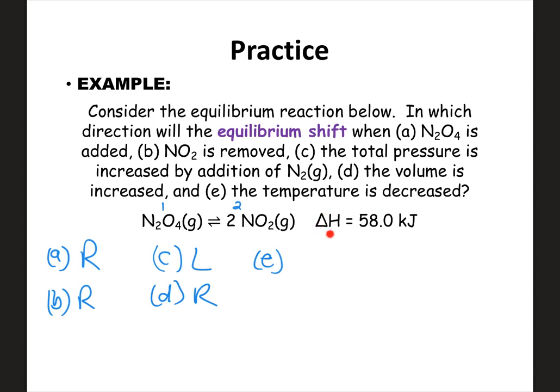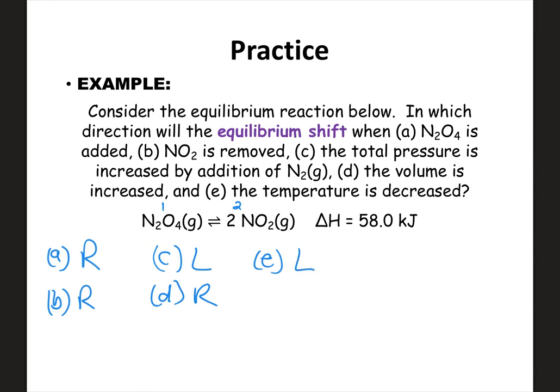So this is telling us this reaction is endothermic. If I decrease the temperature, if I drop the temperature and make it colder, I need to shift in the direction that generates more heat. If this is endothermic, the heat is a reactant. So making it colder means I need to shift to the side that has the heat, the reactant side, to generate the heat here. So this is going to go to the left.